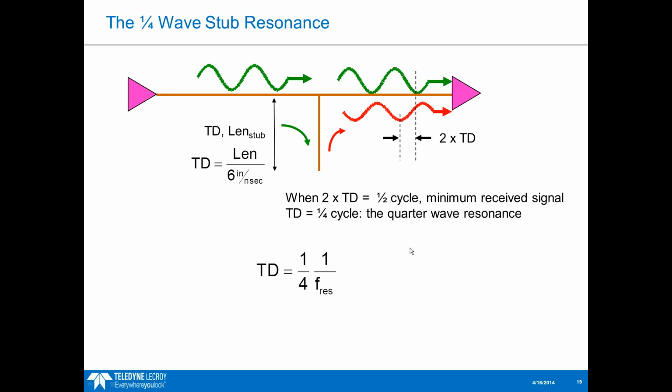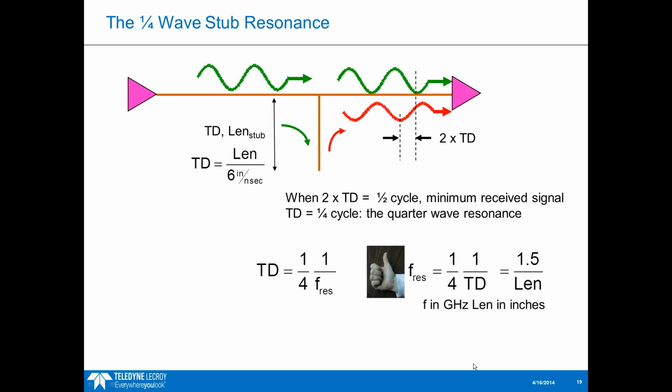So of course we can take the time delay and convert that to frequency. We can take the wavelength and convert that to the frequency by taking the inverse. So this gives us that the time delay is 1/4 of 1 over the frequency at that resonance.